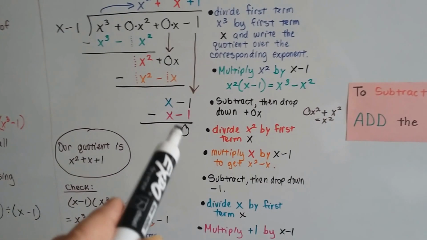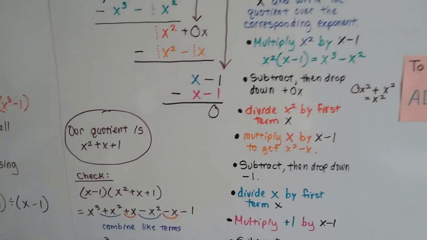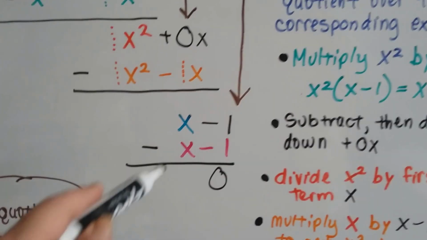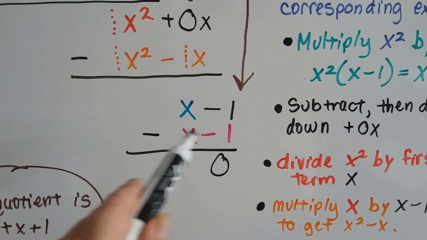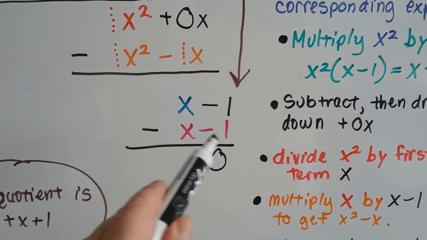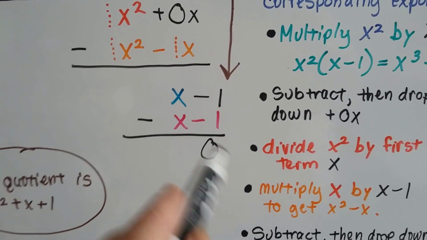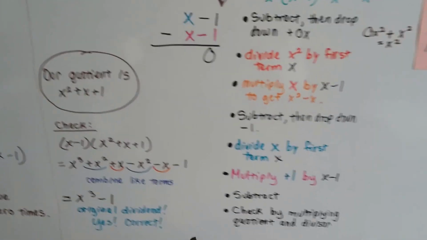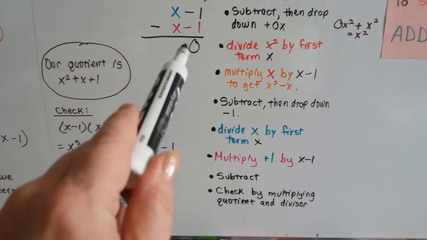When we subtract them, we get a 0, because we add the opposite. So that makes a 0 pair. X minus 1 plus x plus 1 makes a 0 pair, and we have 0. See? Now, we have a 0 for a remainder.